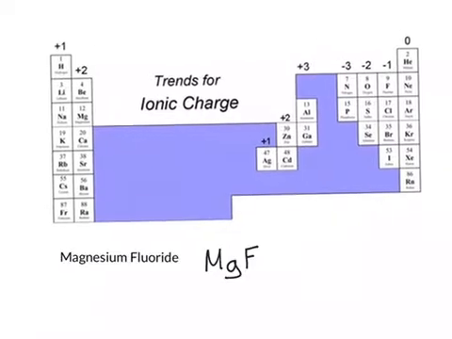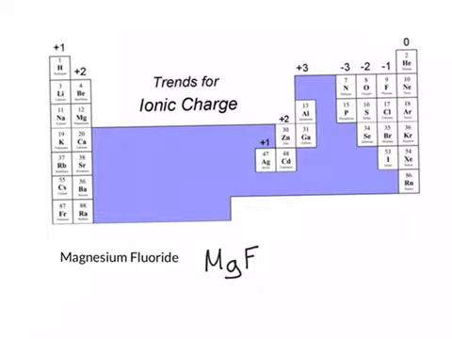Fluorine, if we take a look over here, has an ionic charge of -1, meaning that it is going to be able to take up 1 electron before it has a full shell, and at that point it's just going to stop. So that's the reason why it has a charge of -1. It has an abundance, or an extra electron, when it does take up that electron.